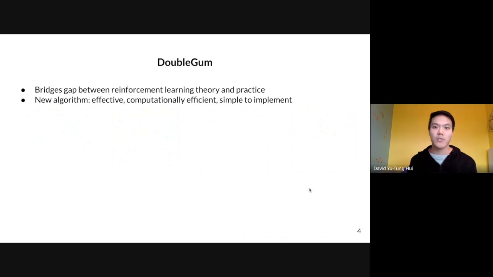The high-level summary of what I'm going to present is a new algorithm called DoubleGum. I'm really excited by this algorithm because I think it bridges the gap between the theory that we have of reinforcement learning and what we do in practice. We also present a really efficient, effective algorithm that's really simple to implement as well, that solves a variety of these simulated robotics tasks.